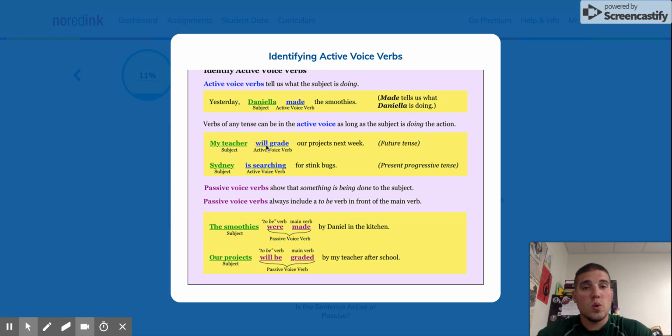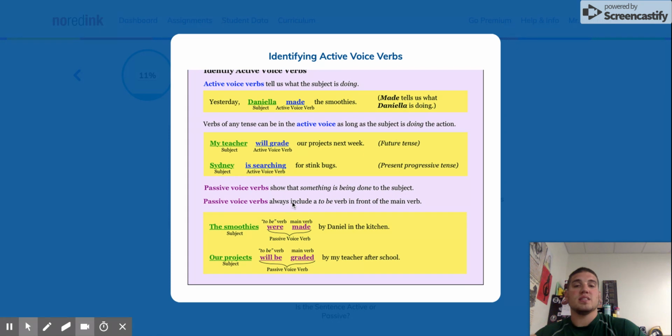Okay, my teacher will grade our projects next week. That's in the future, but the subject, my teacher will grade, that's active. It's something that will be done to the projects. Okay, that's the future tense. Sydney is searching for stink bugs. Is searching is the present progressive tense, excuse me. We've got our helping verb is with our ing searching. Okay, Sydney is doing that. It's active.